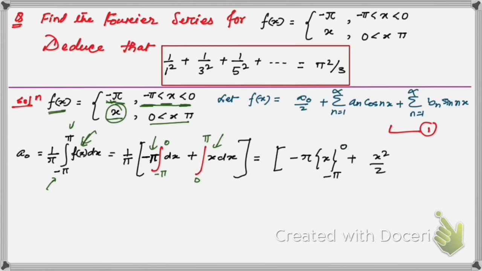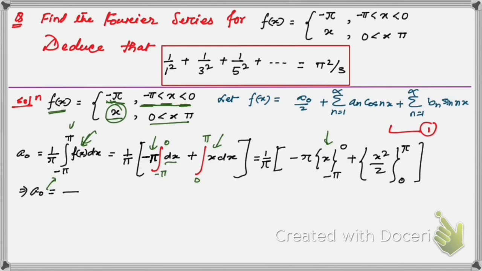So integration of x is x squared by 2. We are integrating it from 0 to pi, right? So integration of dx is simply x, right? So hope you know these things. Okay, very simple. Now let's put the limits, and then see what you will get.